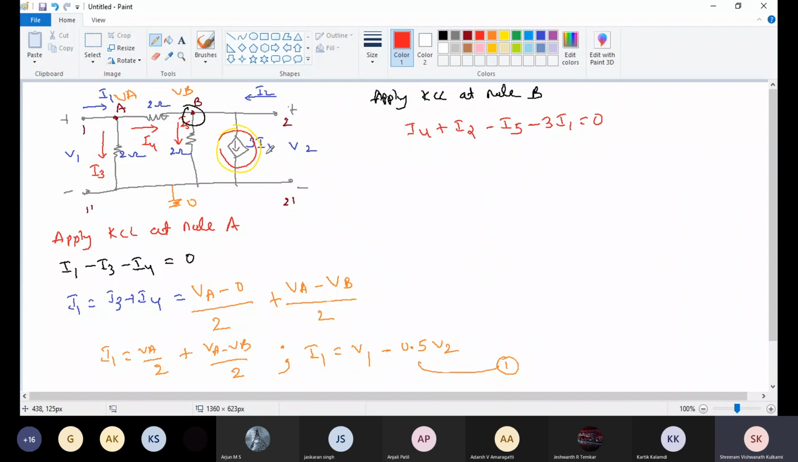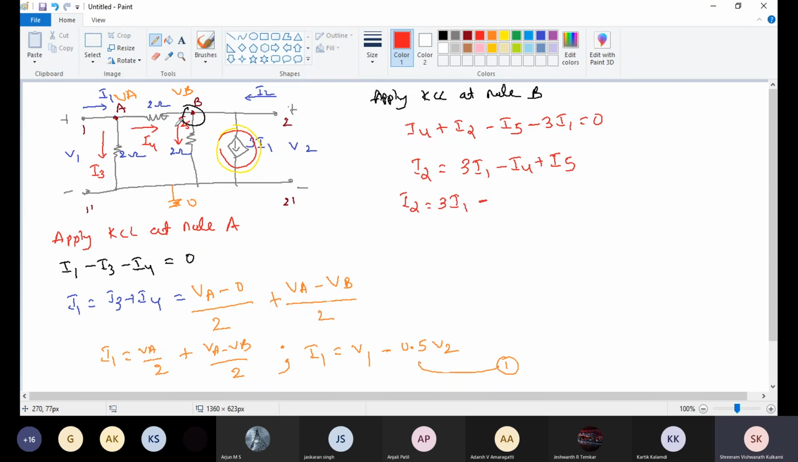Don't confuse here. If a dependent current source is there, just write whatever the current value is given, 3I1 is given. The direction is leaving, so minus 3I1. Now I2 equals 3I1 minus I4 plus I5. We know I2 equals 3I1 minus I4.